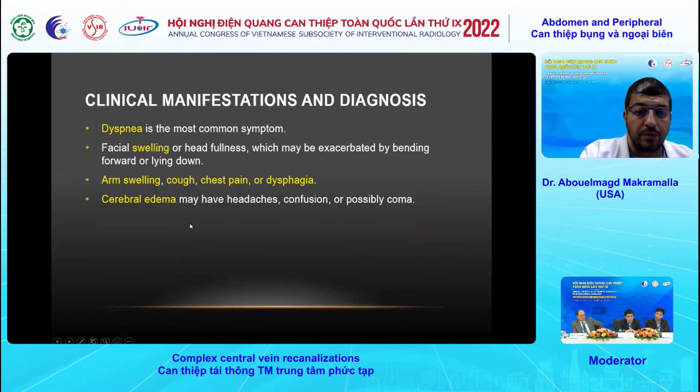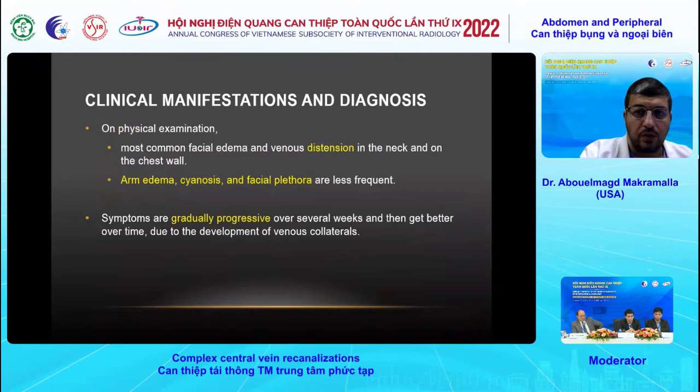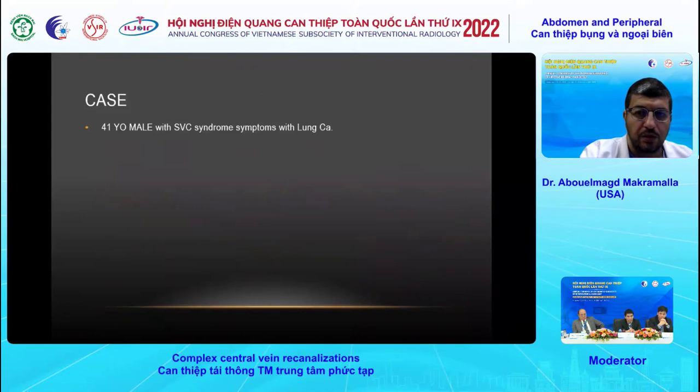Sometimes they actually develop severe cerebral edema or laryngeal edema and may even go into a coma just due to the SVC syndrome. Clinical manifestations: on physical exam, we usually find a lot of dilated veins distended on the chest, arm edema, cyanosis, and facial plethora. Patients usually give us a classical history of gradually progressive symptoms over the past few weeks or 2 months.